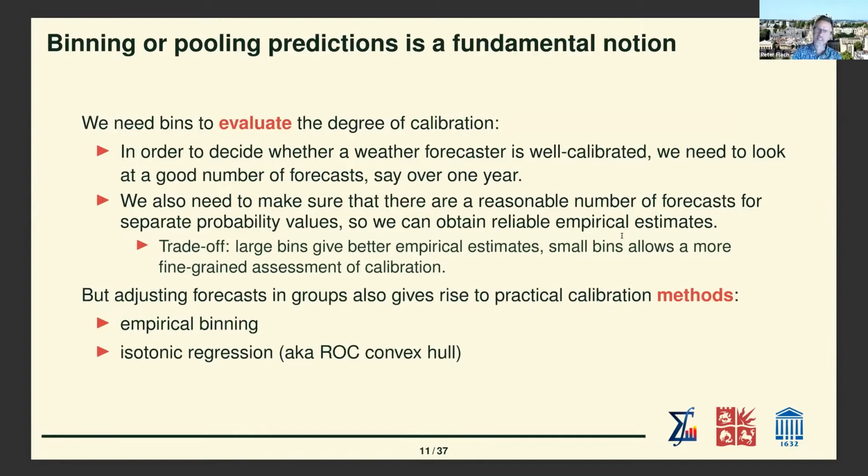Okay, so that is when discussing evaluation. But what about calibration methods? As we will see, binning, putting forecasts in groups, and then within each group adjusting the forecast to the empirical probability is also a practical calibration method. Some of these are empirical binning and isotonic regression, which some of you may have heard of, but these are not the only possible calibration methods.